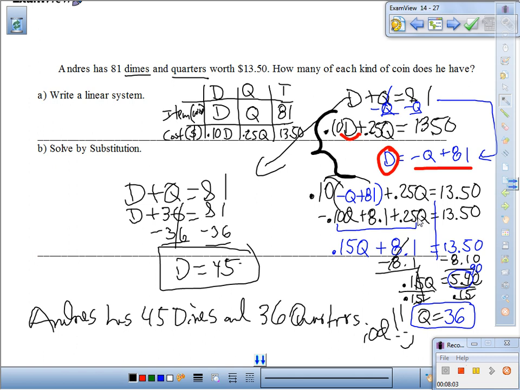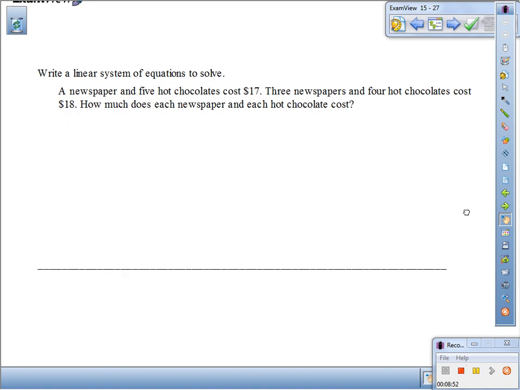Let's go. Let's go to number 15. Here we go. It says, write a linear system of equations to solve. A newspaper and 5 hot chocolates cost $17. 3 newspapers and 4 hot chocolates cost $18. How much does each newspaper and each chocolate cost?